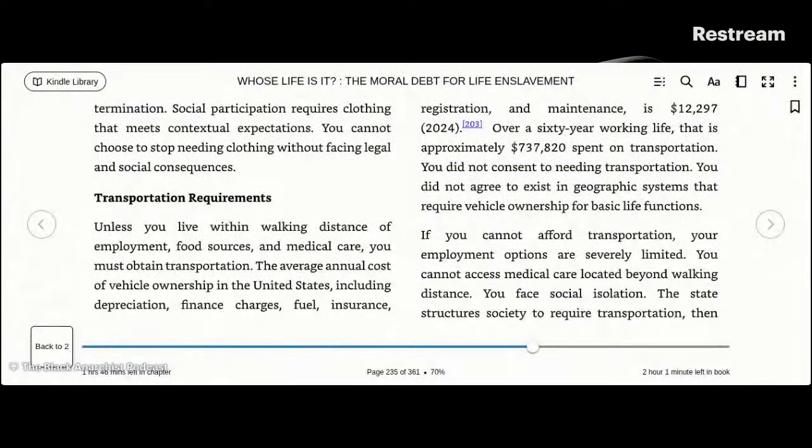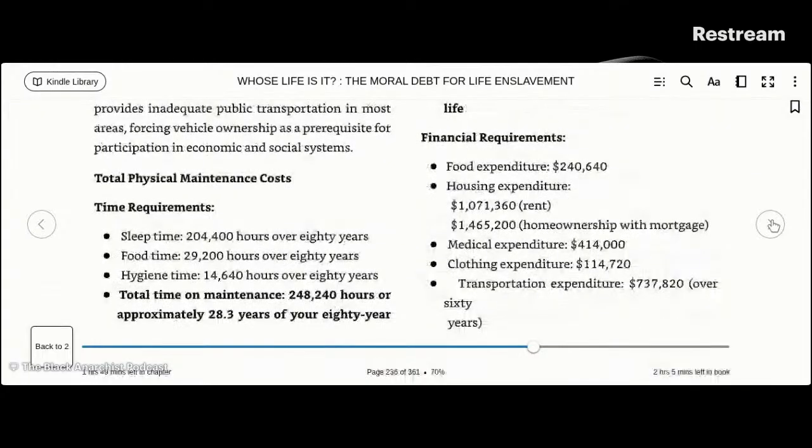You did not agree to exist in geographic systems that require vehicle ownership for basic life functions. If you cannot afford transportation, your employment options are severely limited. You cannot access medical care located beyond walking distance. You face social isolation. The state structures society to require transportation, then provides inadequate public transportation in most areas, forcing vehicle ownership as a prerequisite for participation in economic and social systems.